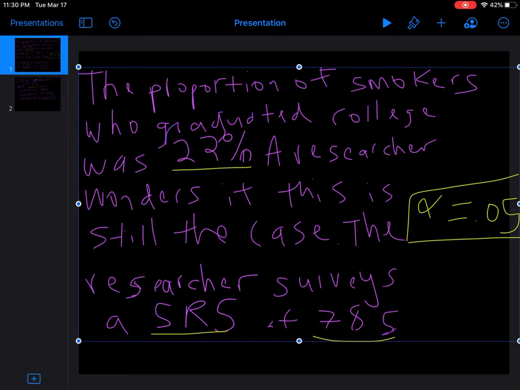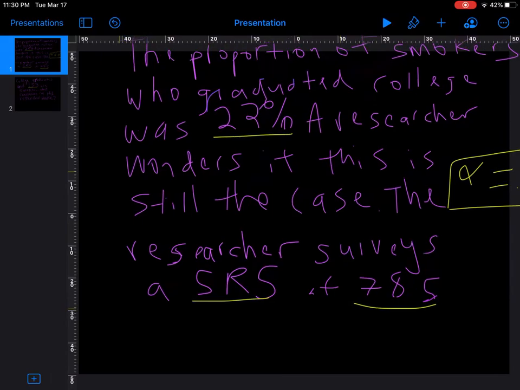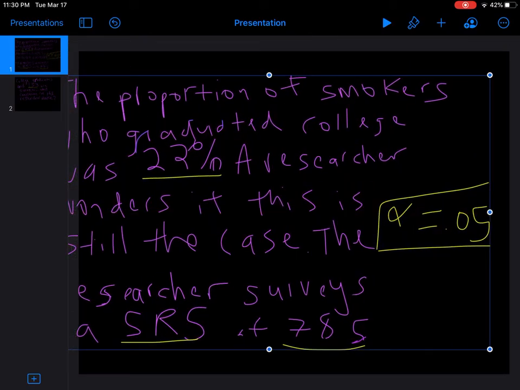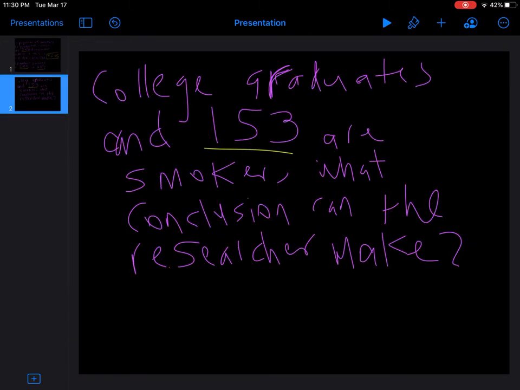Let's just look at this example here to review two-sided significance testing. So the proportion of smokers who graduated college was 22%. A researcher wonders if this is still the case. The researcher surveys a simple random sample of 785 college graduates, and 153 are smokers. What conclusion can the researcher make? All right.